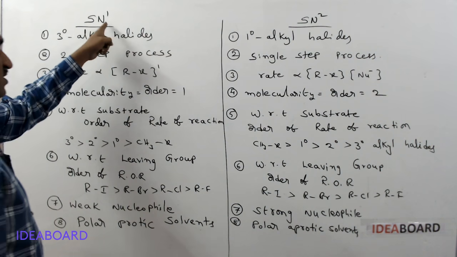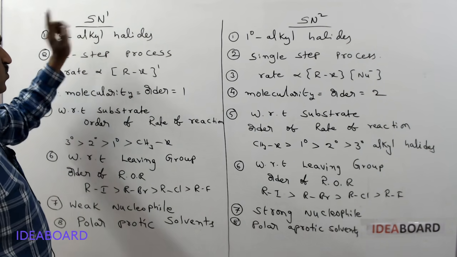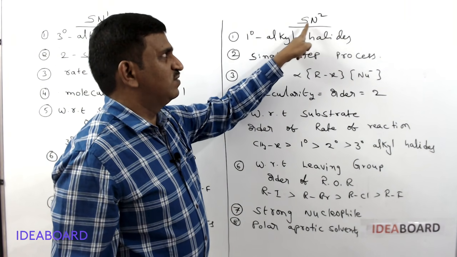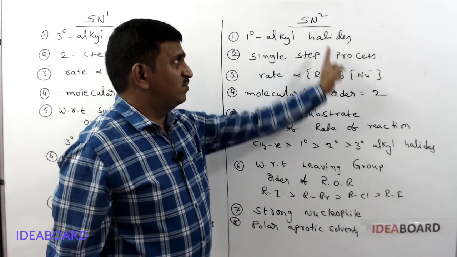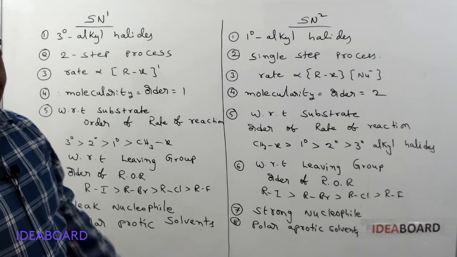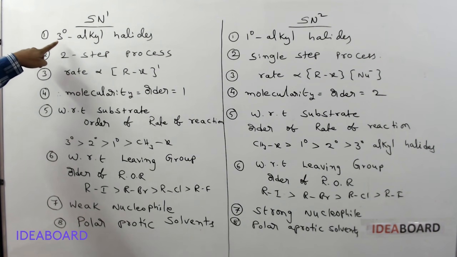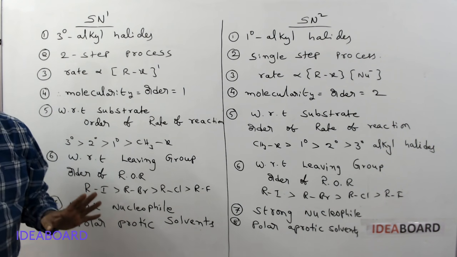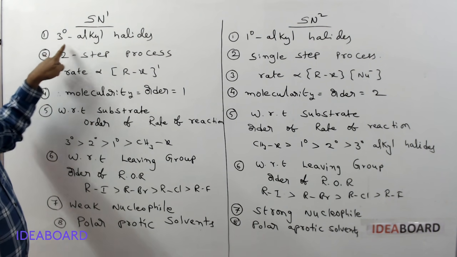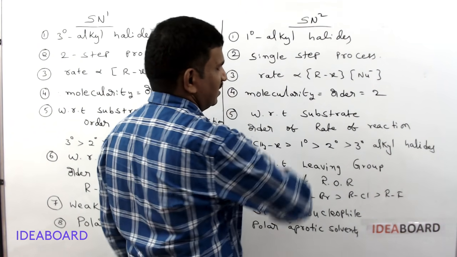The SN1 reaction is called a unimolecular nucleophilic substitution reaction, whereas the SN2 reaction is called a bimolecular nucleophilic substitution reaction. In the SN1 reaction, tertiary alkyl halides generally undergo the reaction. SN1 reactions are mainly shown by tertiary alkyl halides, whereas SN2 reactions are given by primary alkyl halides.